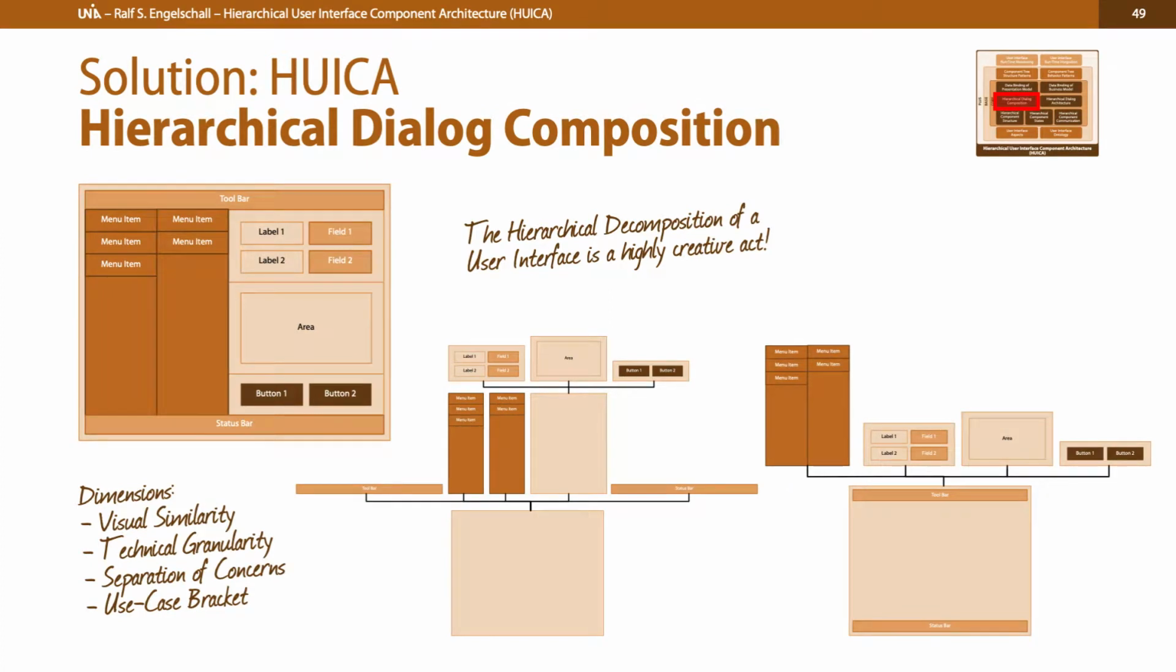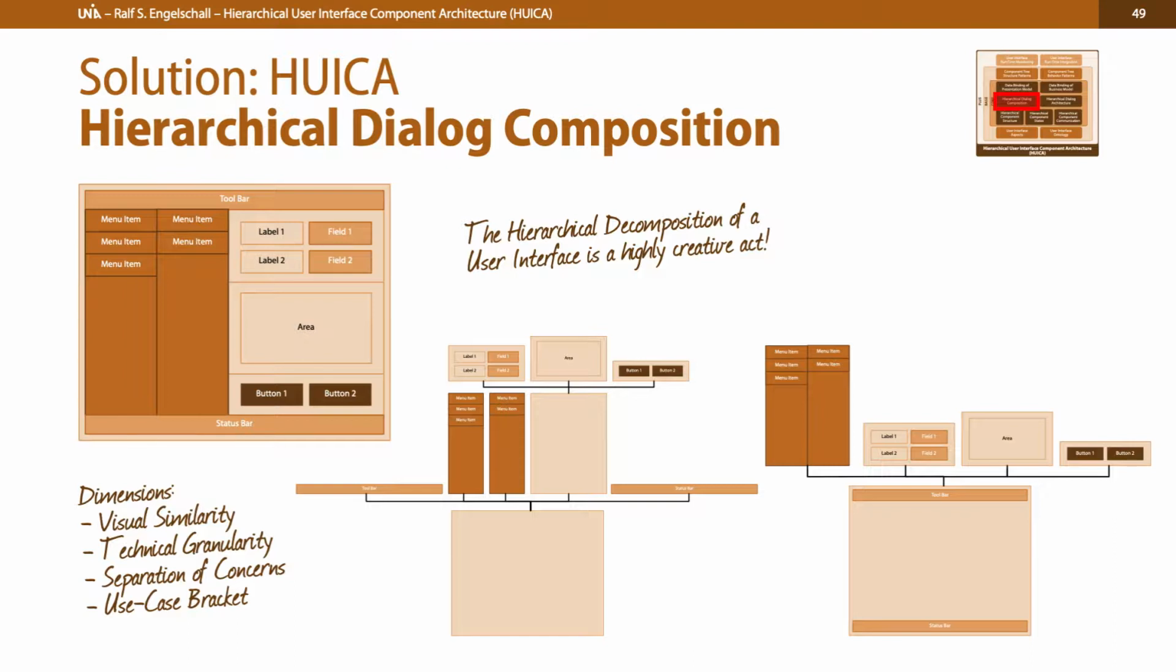Then in HUICA there's the aspect of hierarchical dialog composition, because a user interface inherently is a hierarchy. So it makes sense to hierarchically decompose a user interface into a component tree where each component, or at least a triad of components, implement particular user interface fragments. This decomposition is a highly creative act because the result is highly ambiguous. Nevertheless, a few dimensions can be taken into account.